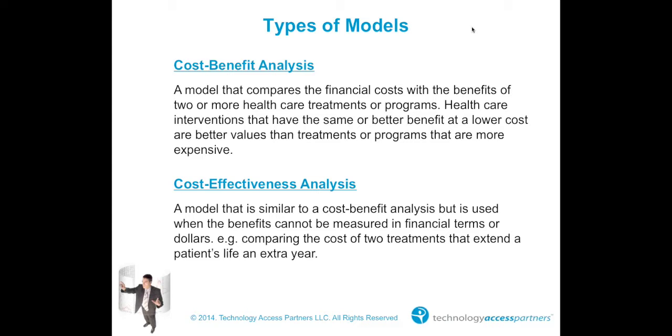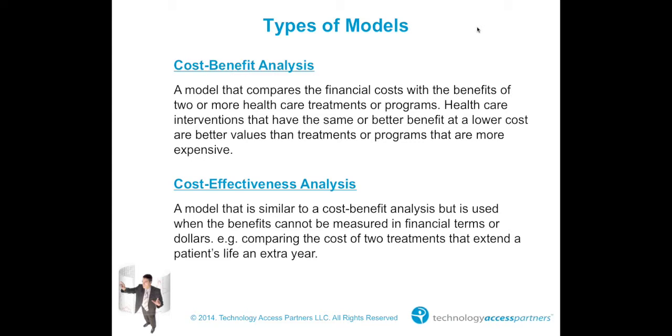So cost-benefit analysis you'll often see as CBA, cost-effectiveness you'll often see as CEA, and the resulting models are obviously cost-benefit and cost-effectiveness models. Now, cost-effectiveness analysis, or the resulting model, is similar to cost-benefit, but it's used when the benefits cannot be measured in financial terms of dollars. So very similar to a CBA, but ultimately it's usually measured in a very different way. And you might be familiar with something called QALYs, quality adjusted life years, or DALYs, disability adjusted life years.